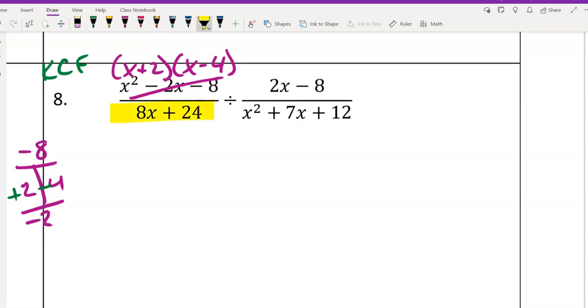Now first denominator. Only 2 terms, so we're going to factor out a GCF. Is 24 divisible by 8? Yeah. 8 times 3 is 24.